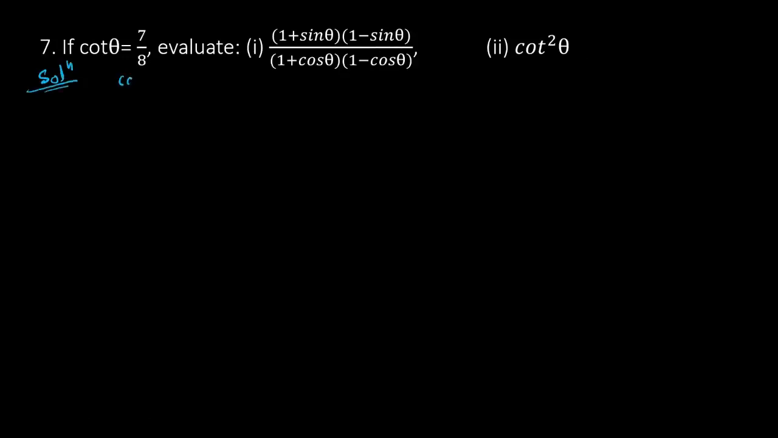It is given cot theta equal to 7 by 8. So let's make a triangle. Let this angle be theta, and let the vertices be A, B and C. Now cot theta equals AB by BC, as we know, means base upon perpendicular, so it is 7 by 8. Now base is 7 and perpendicular is 8.